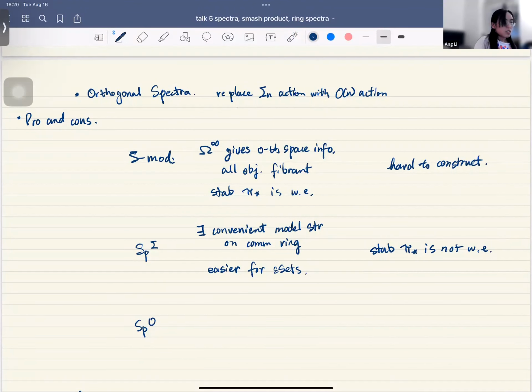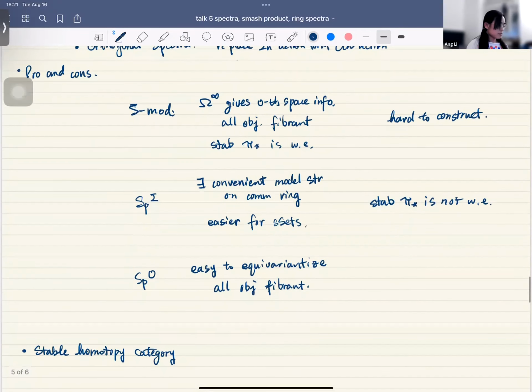And for the orthogonal one, first, it is easy to generalize to the equivariant context. And we know Hill, Hopkins, and Ravenel did that, and that's their HHR paper. Is equivariantize a word? I don't actually know. Anyway, so all objects are also fibrant, and stable homotopy equivalence is the weak equivalence.